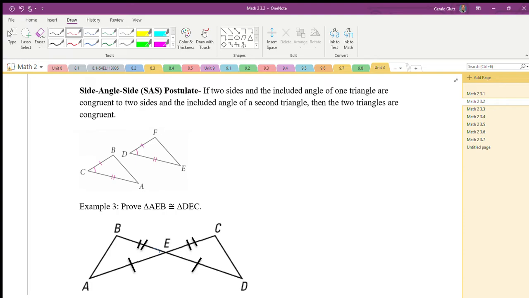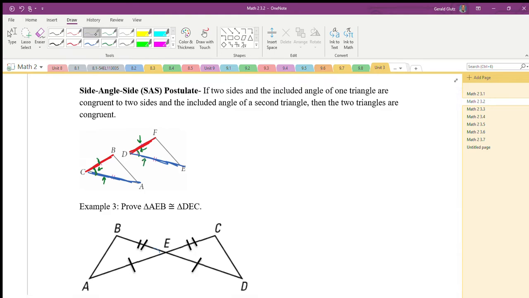So for example, I know that BC is congruent to FD. I also know that CA is congruent to DE. And then angle C is congruent to angle D. So notice that this angle, angle C, is in between the red and the blue sides. And angle D up here is in between the red and the blue sides. So side, angle, side, side, angle, side.